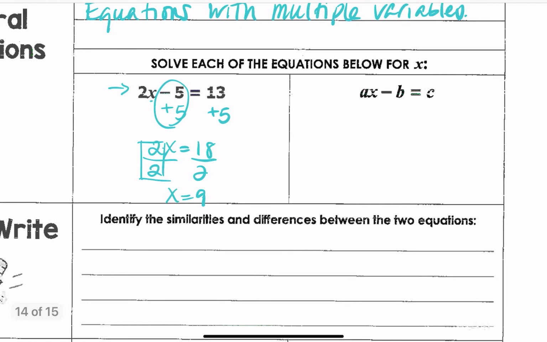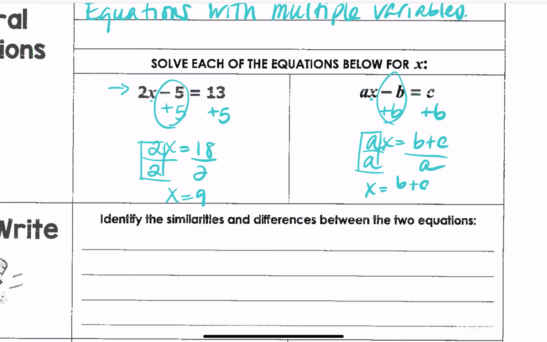This is very similar to the one on the right, except it doesn't have a 2 and a 5. It has an a and a b and a c. It doesn't have 13, it has c. But it's the same process. I'm solving for x. So I've got to get rid of this minus b by adding b to both sides. It becomes 0. I get ax equals b plus c, or c plus b. You can write it either way since addition is commutative. Then I've got a times x. I want to get rid of this multiplication. I divide by a, and this becomes 1, and dividing the other side means a fraction bar over a, and I end up with x equals b plus c over a.